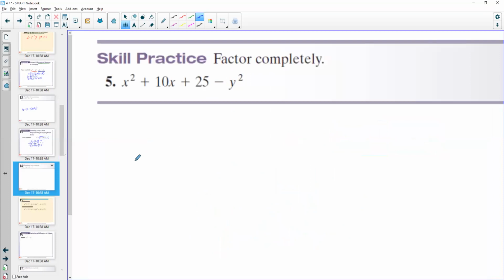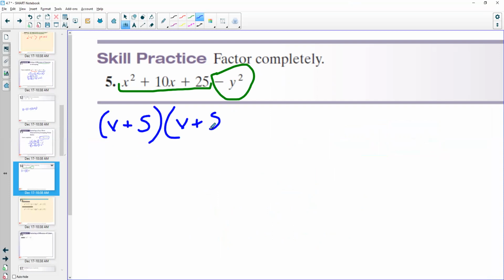This works the same way. I would gather up this, factor it, and then just leave this guy alone. That's fine, okay? So this is going to be x squared plus 10x plus 25. Let's see, 5 times 5 is 25. 5 plus 5 is 10. So it'd be x plus 5, x plus 5, minus y squared.